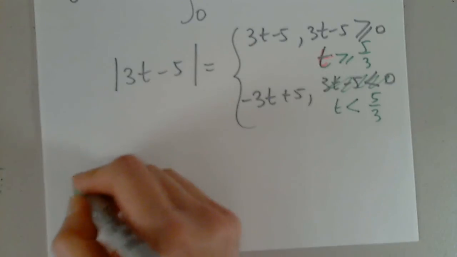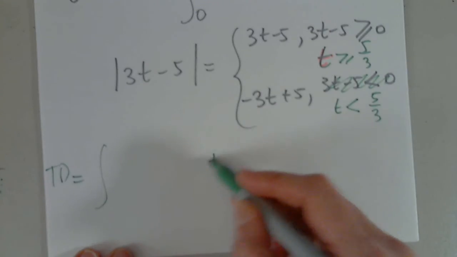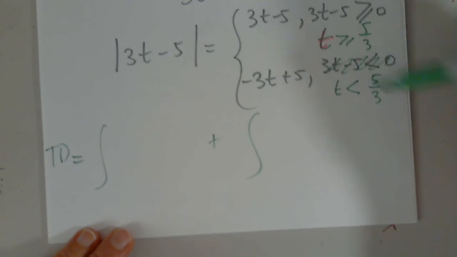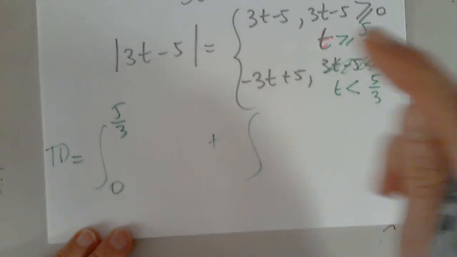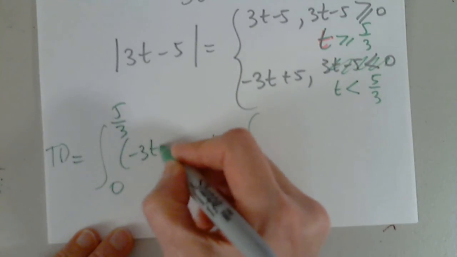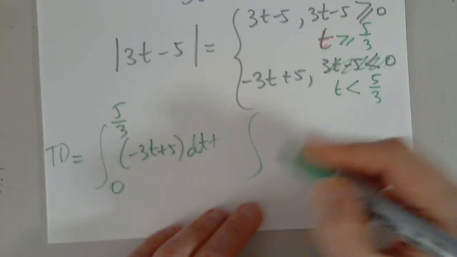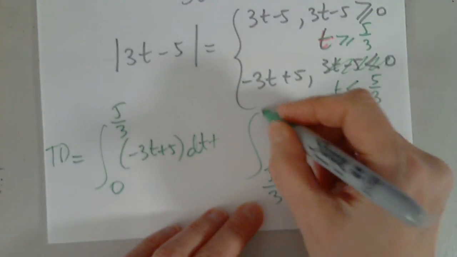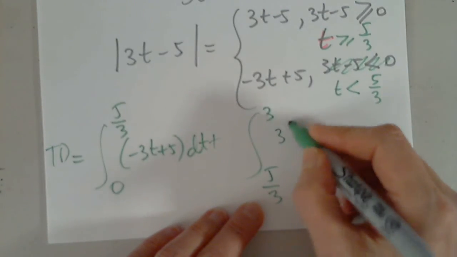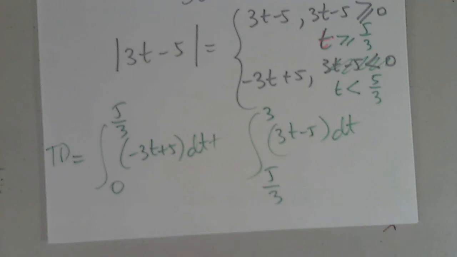Okay. So then the total distance becomes a sum of two integrals. One from 0 to 5/3 of this, and the other one from 5/3 to 3 of this. And that number has to be positive. Because remember, the particle can move in the positive direction, can move in the negative direction. We have to add all those distances, regardless of which direction the particle is moving. If it's a negative velocity, then it's going backwards, etc.